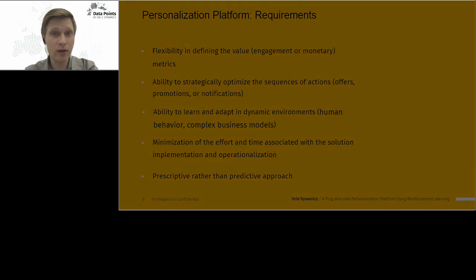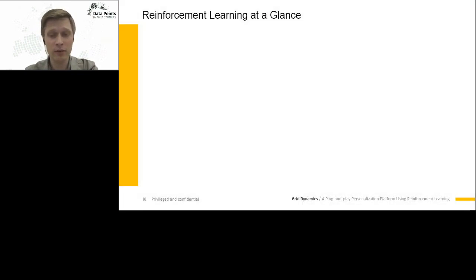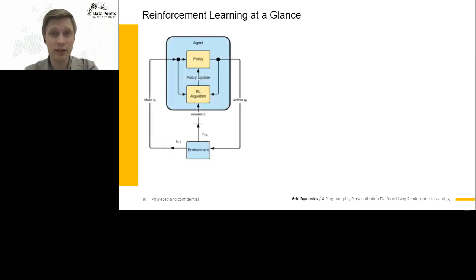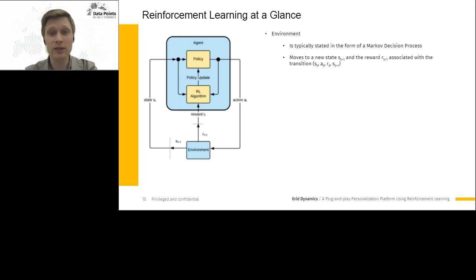The reinforcement learning problem is meant to be a straightforward framing of the problem of learning from interaction to achieve a goal. The learner and decision maker is called the agent, and the thing it interacts with, comprising everything outside the agent, is called the environment. These two abstractions interact continually, with the agent selecting actions and the environment responding to those actions and presenting new situations to the agent. The environment is typically stated in the form of a Markov decision process and is responsible for providing the reward on taking an action and moving to a new state associated with the transition, S_t, A_t, R_t, and S_{t+1} in our case. The agent has a policy.